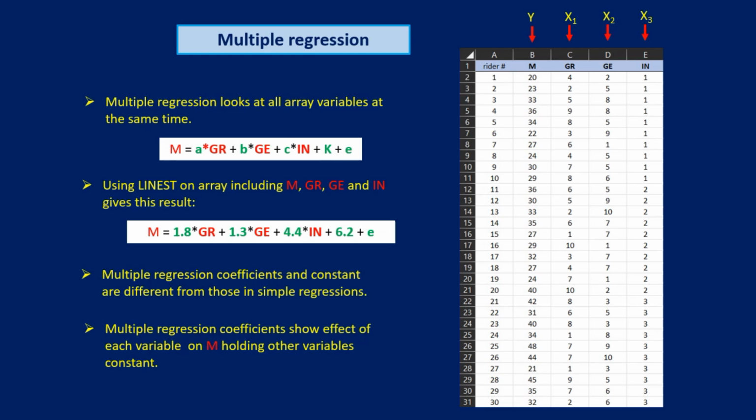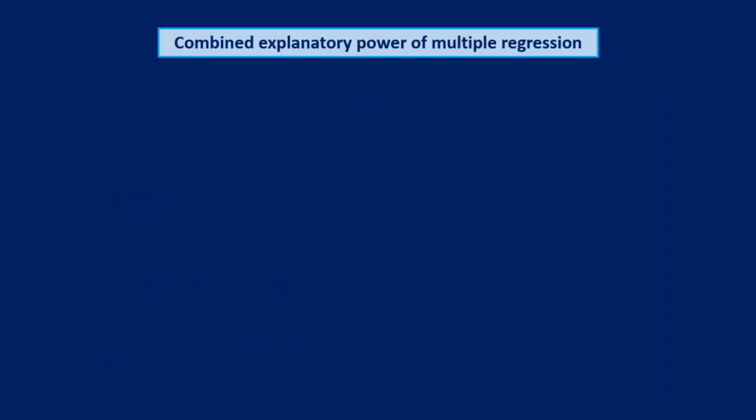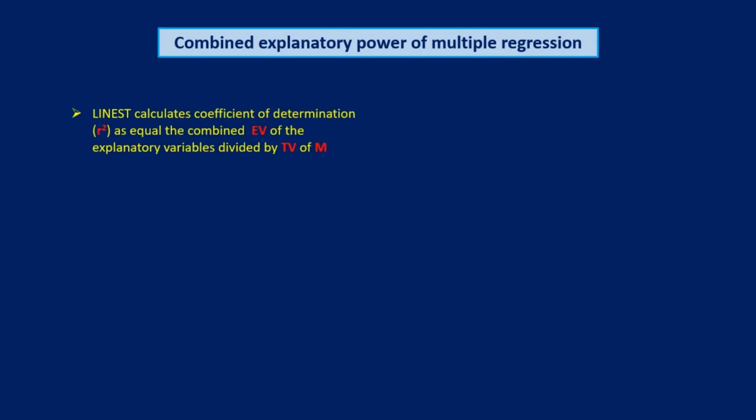Let's now look at the combined EV of the independent variables in the multiple regression. LINEST doesn't report a separate EV for each explanatory variable. Instead, it reports a statistic called R squared. R squared is the ratio of the combined EV of the explanatory variables to the total variation in the dependent variable. For this multiple regression, LINEST gives an R squared of 0.77, which means that the equation explains 77% of the variation in m.